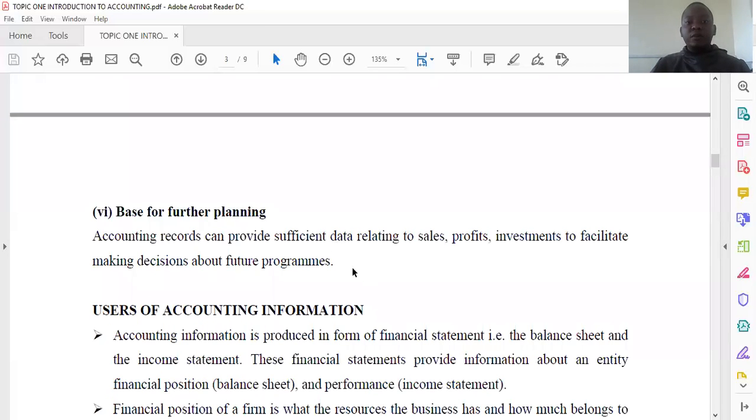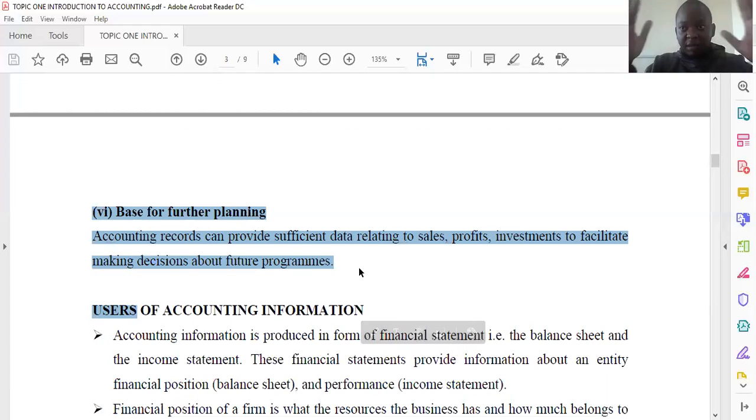Then accounting can also be used as a base for further planning. So as managers, I know you are educators, but you'll be managers, God willing.